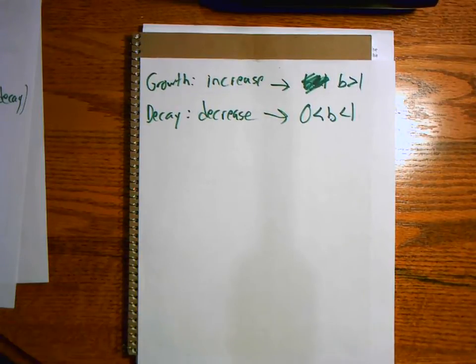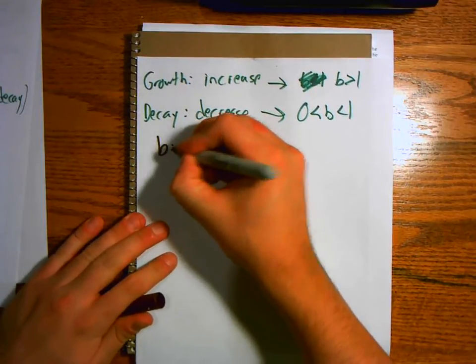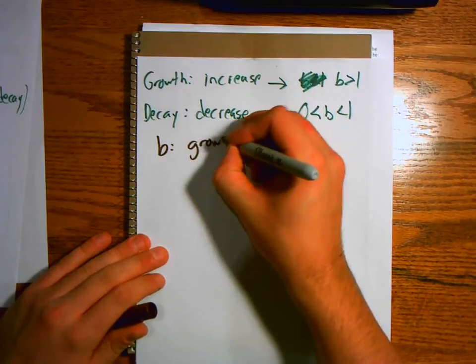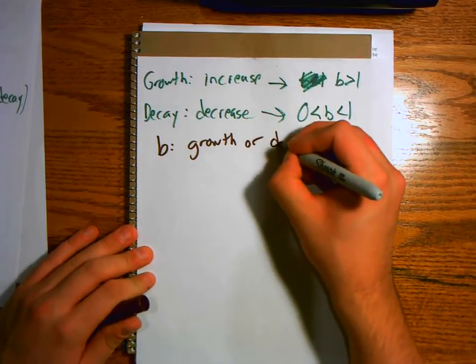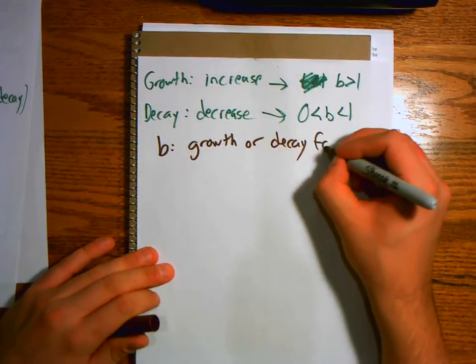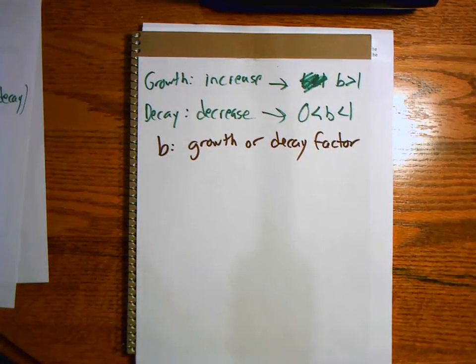So since this determines whether our function is a growth or decay, that means that our b is known as our growth or decay factor. Depending on which type of equation we're looking at, that is what our b is known as.